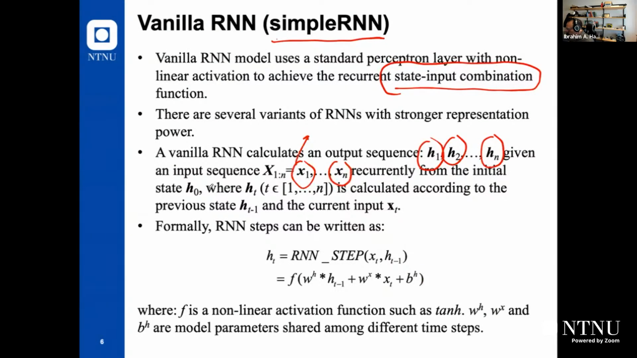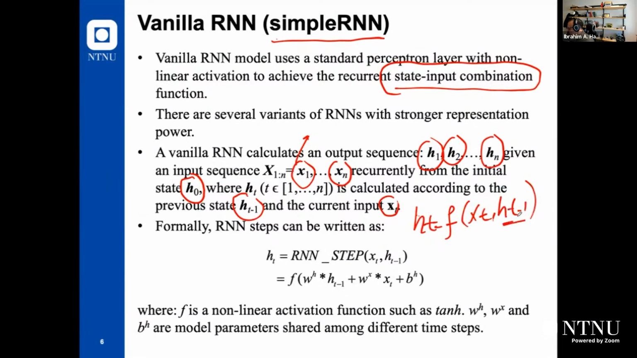Recurrently, from the initial state, we first calculate the initial state H0. We need to initialize this initial state, maybe with random values or zeros, where H_t is a vector and t belongs to 1 to n. It is calculated according to the previous state H_{t-1}. So we calculate H_t based on the previous state H_{t-1} and the current input X_t, as I wrote last time. I can just write it as a function: H_t will be a function of X_t and H_{t-1}, right?